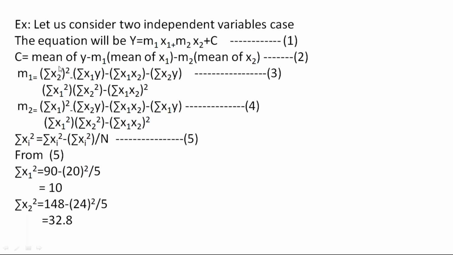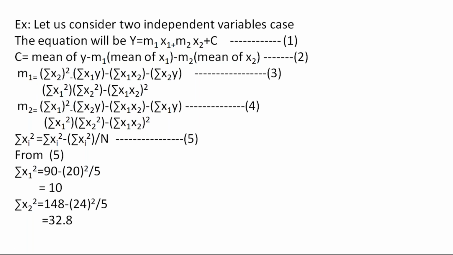In a similar manner, substituting the values of Y, M1 and x1, I will get the value of this bias. So here also the bias is nothing but the mean of Y minus M1 into the mean of x1, minus M2 into the mean of x2. So this is how I can get this bias value, and these are the formulas that can be used with the parameters which I calculated earlier.